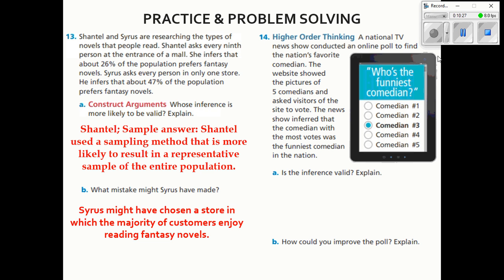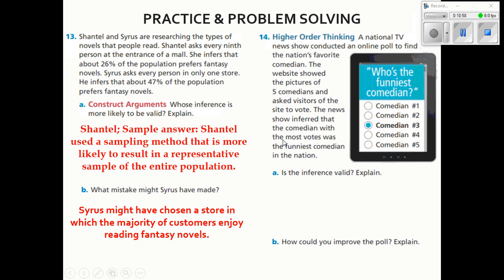Higher order thinking. The national TV news show conducted an online poll to find the nation's favorite comedian. The website showed the pictures of 5 comedians and asked visitors of the site to vote. The news show inferred that the comedian with the most votes was the funniest comedian in the nation. So it looks like they picked comedian 3 here. Is the inference valid?